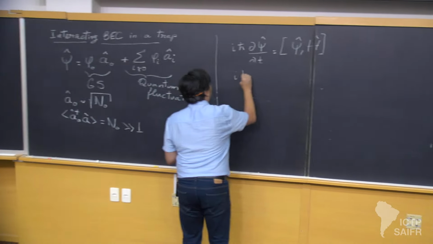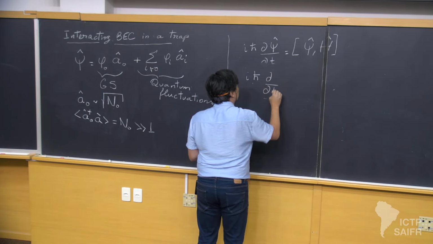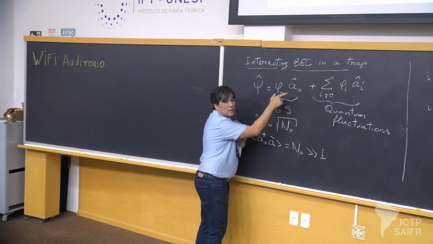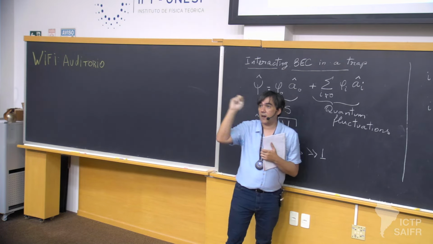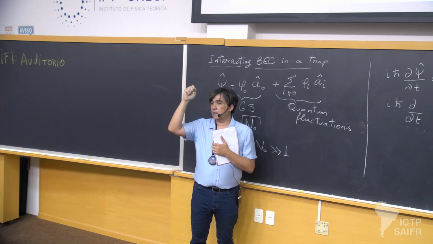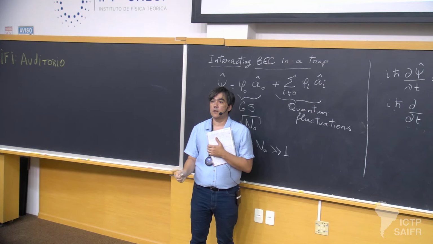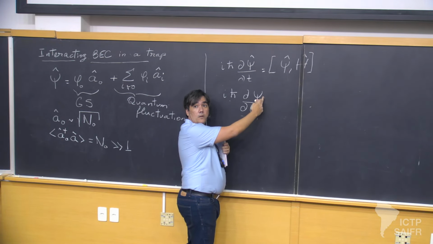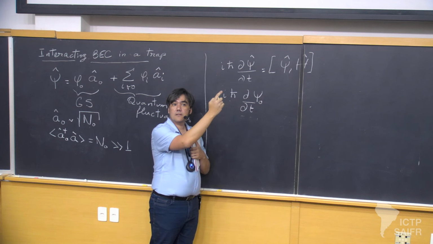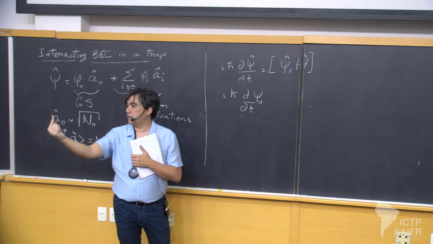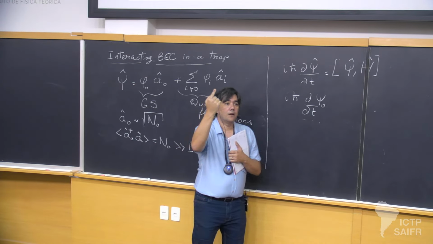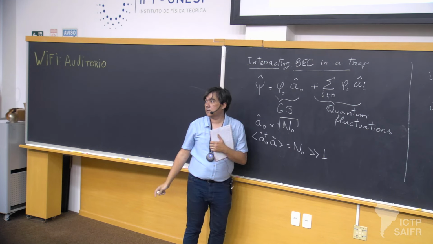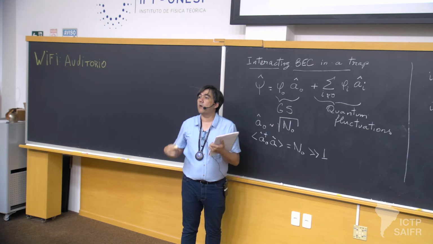I get iħ ∂ψ/∂t, and now I'm substituting the full field by ψ0, the classical field that represents all particles in the ground state. So in a sense, when I write this here, this is not an operator anymore, but a field. It's like a single body wave function, but it's representing N particles in the same quantum wave function, okay? So this is what we call a many-body wave function.